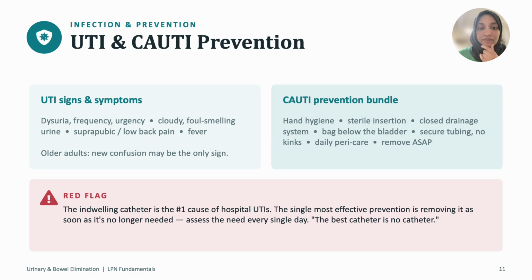So older adults, new confusion may be the only sign because, again, they might not be able to tell you that they're having dysuria or frequency and urgency. If they're just emptying their bladder, we could think that that's because of aging, that also happens. So that's why if an older adult just develops a new onset confusion, then check for UTI.